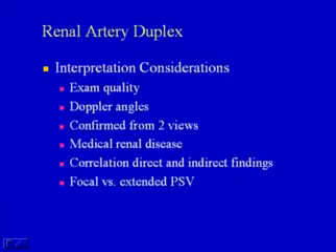Interpretation considerations: exam quality and completeness, the Doppler angles used, if the patient's abnormal, were the findings confirmed from 2 views, did the patient have the presence of medical renal disease, do the direct and indirect findings correlate, and is your focal increase in velocity focal or is it extended throughout the entire renal artery?